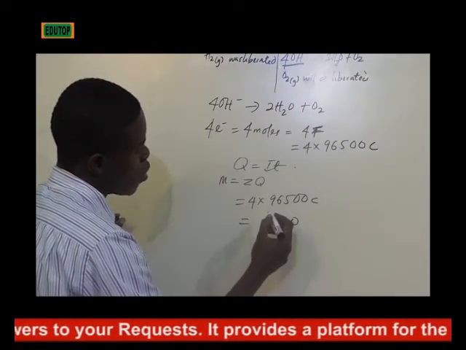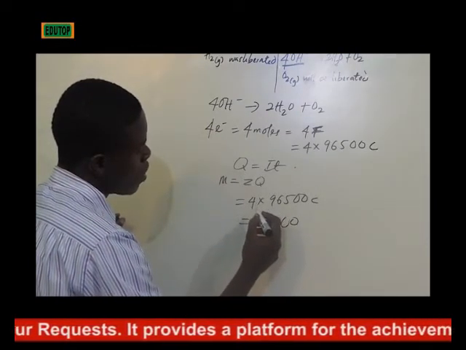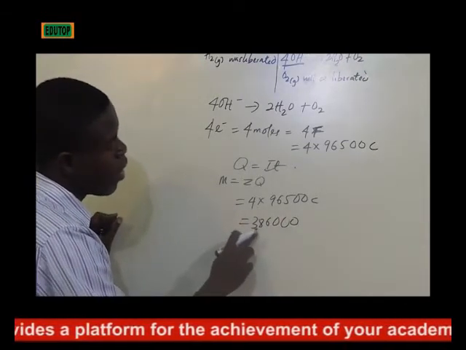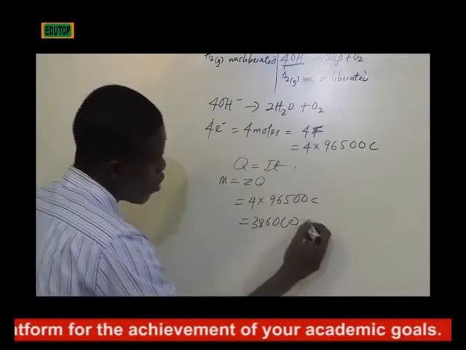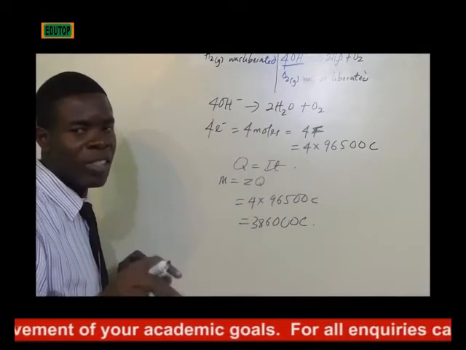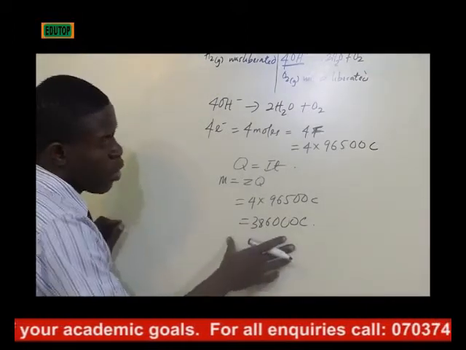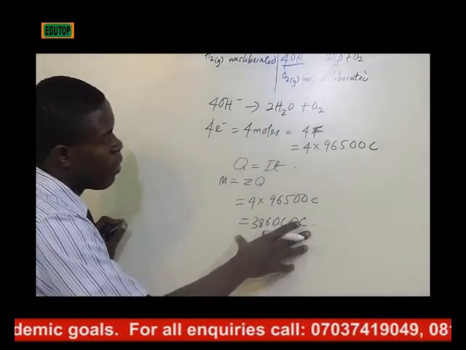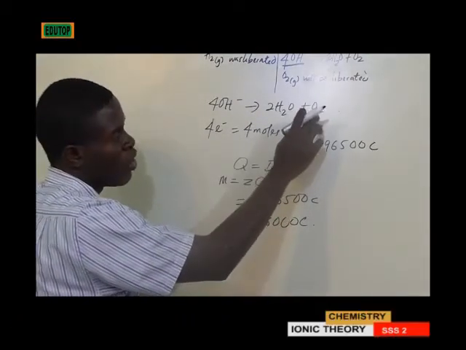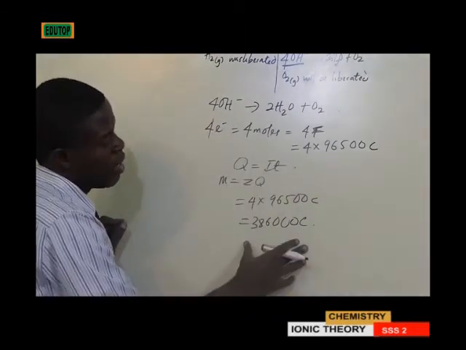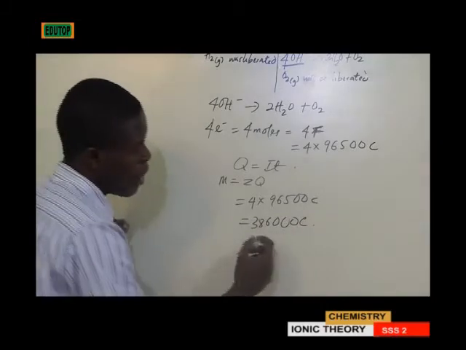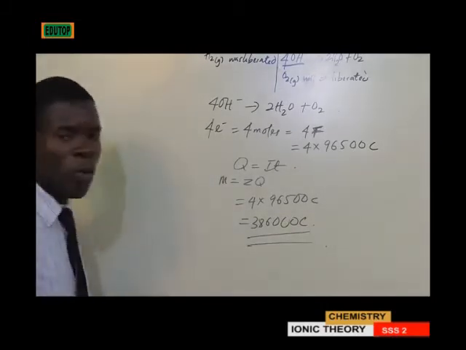386,000 coulombs. And since the question asks us to calculate the quantity of electricity that is involved to give a diatomic gas, which is oxygen, which requires 4 moles, 386,000 coulombs of electricity is required.